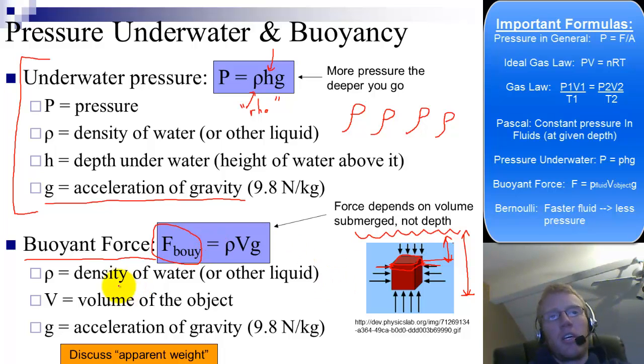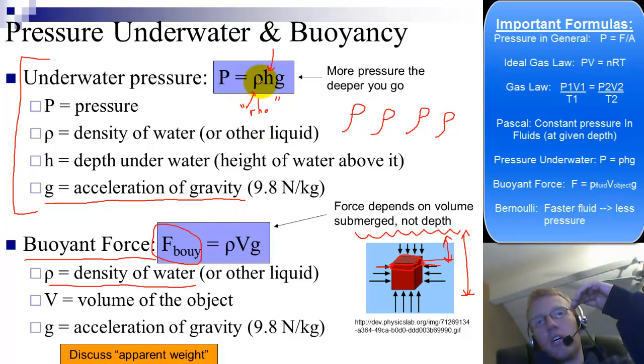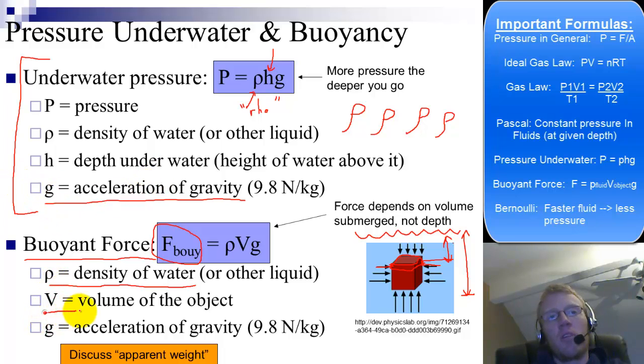Okay, so let's look at the formula. It depends on the density of the water. The reason it depends on the density of the water is because the pressure depends on the density of the water. The farther down you go, the more the pressure, but also the denser the fluid, the more pressure there's going to be. Second thing is it depends on the volume of your object.